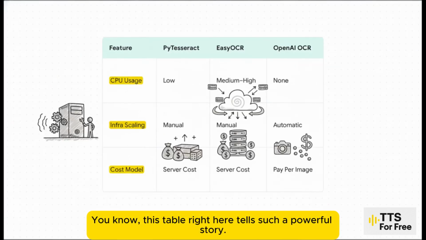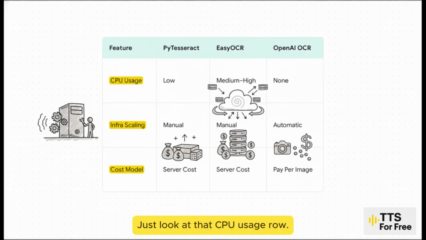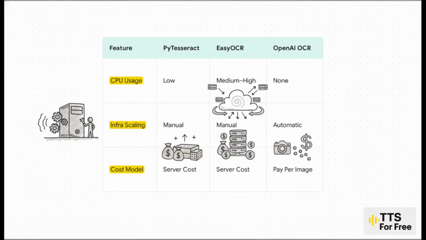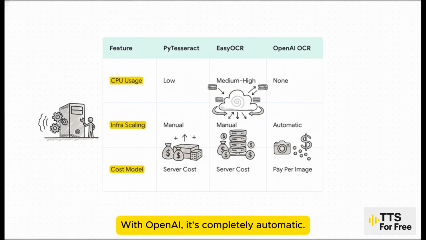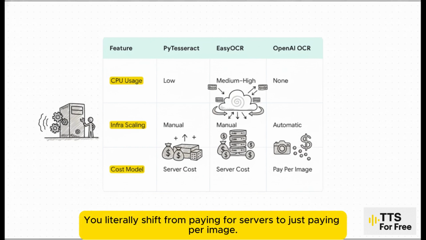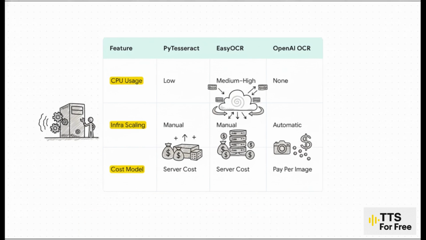You know, this table right here tells such a powerful story. Just look at that CPU usage row. OpenAI uses exactly none of your CPU. And then check out infra scaling. With Tesseract and EasyOCR, you have to manually add more servers as your app gets more popular. With OpenAI, it's completely automatic. You literally shift from paying for servers to just paying per image.